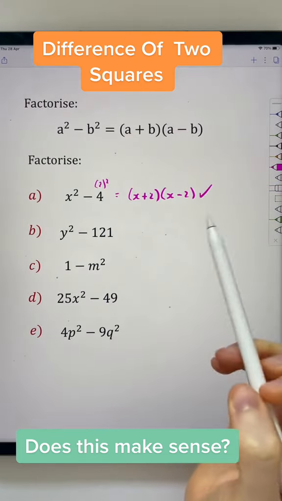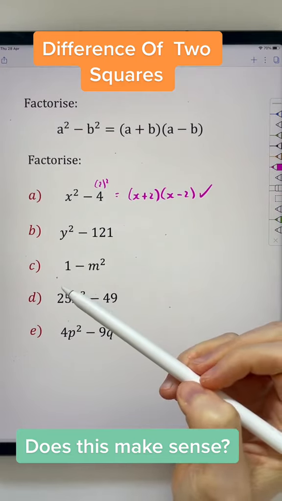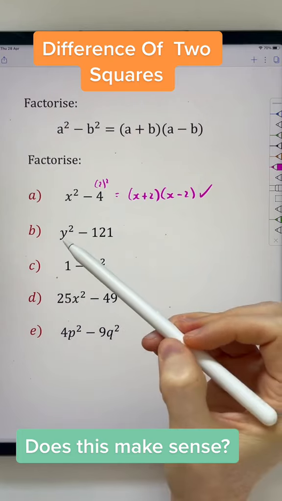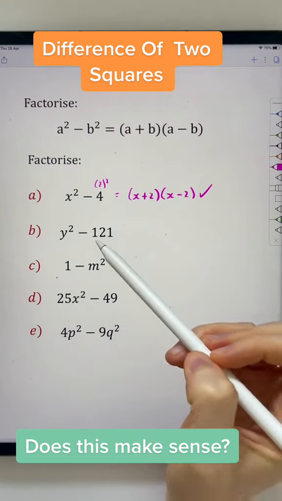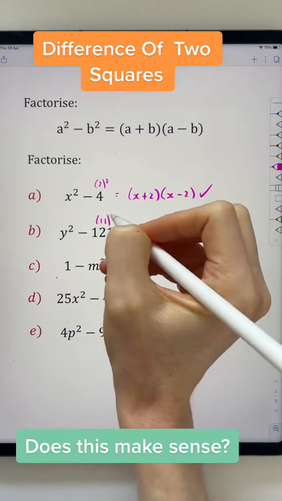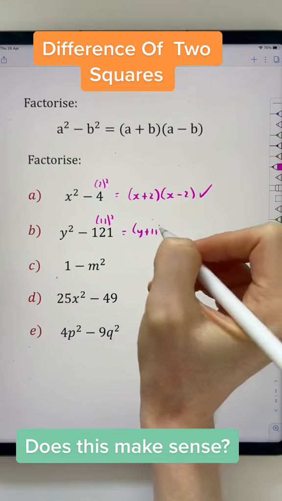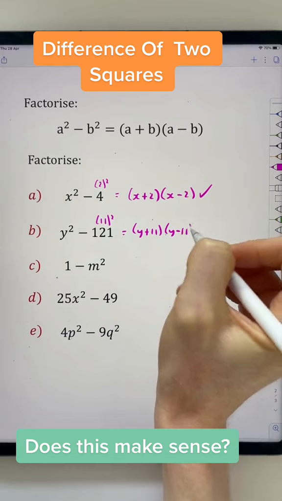For part B, this time we're asked to factorise y squared minus 121. Again, it satisfies the difference of two squares as we start with a squared term in terms of y, subtract another squared term. Remember 121 is 11 squared. Therefore, factorising into double brackets, we're going to have y plus 11 multiplied by y minus 11.